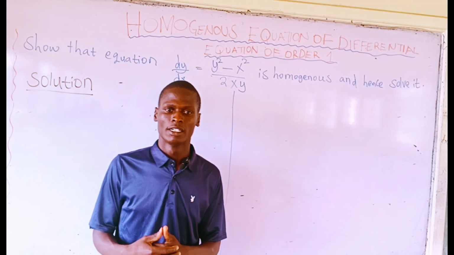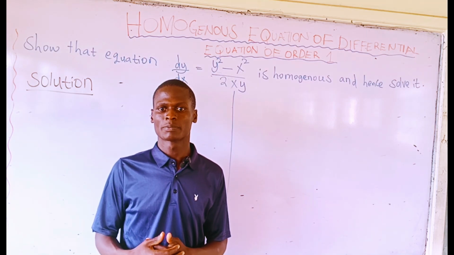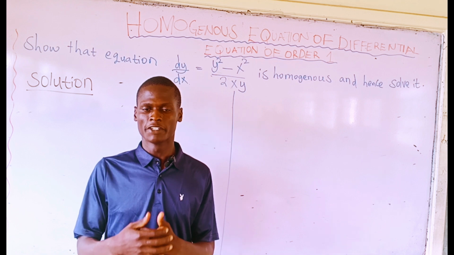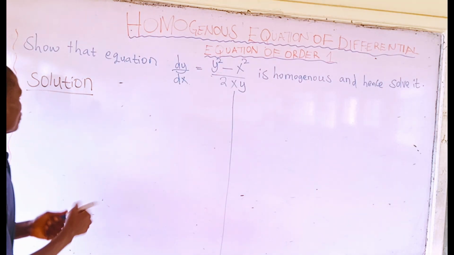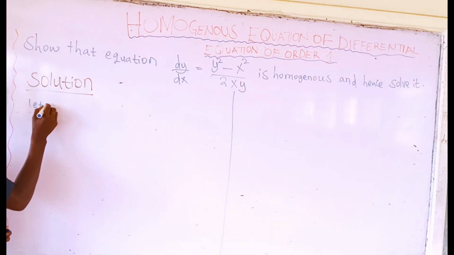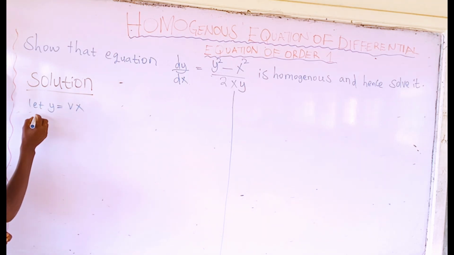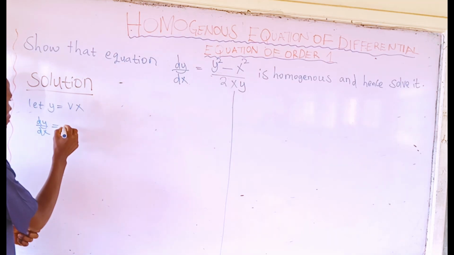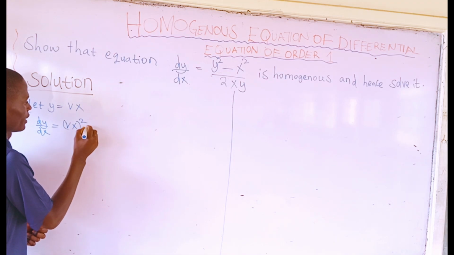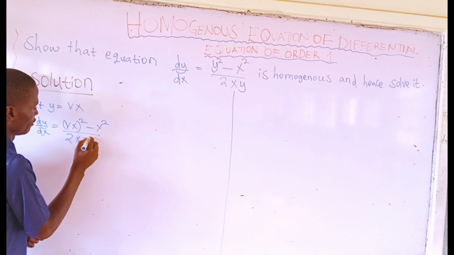First, we should know that an equation is homogeneous if its first derivative dy over dx can be expressed as a function of v only. Example, on this equation, we're going to let y is equal to vx. This general equation is going to be dy over dx, where the value of y is replaced with vx, which will give you v squared minus x squared over 2x vx.